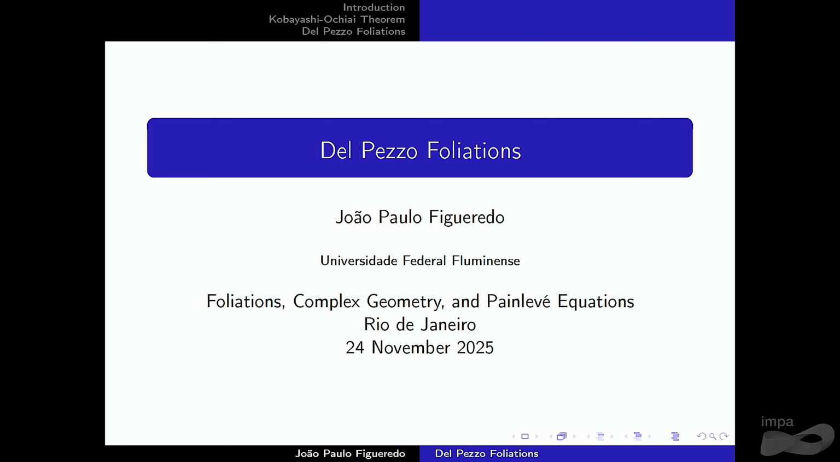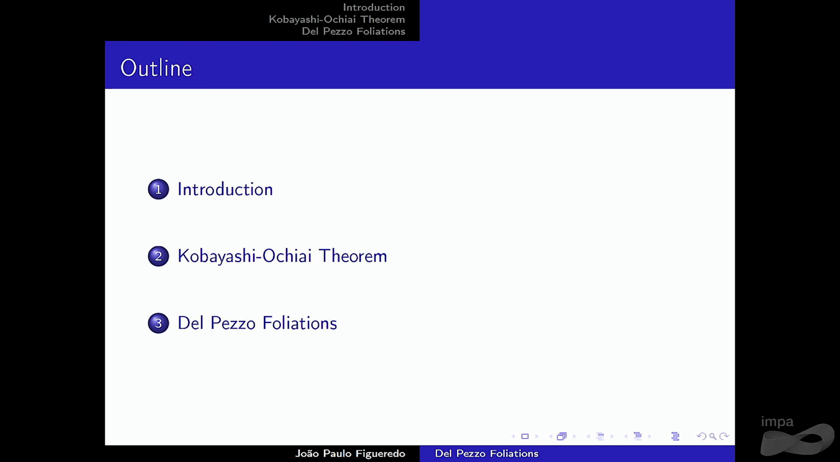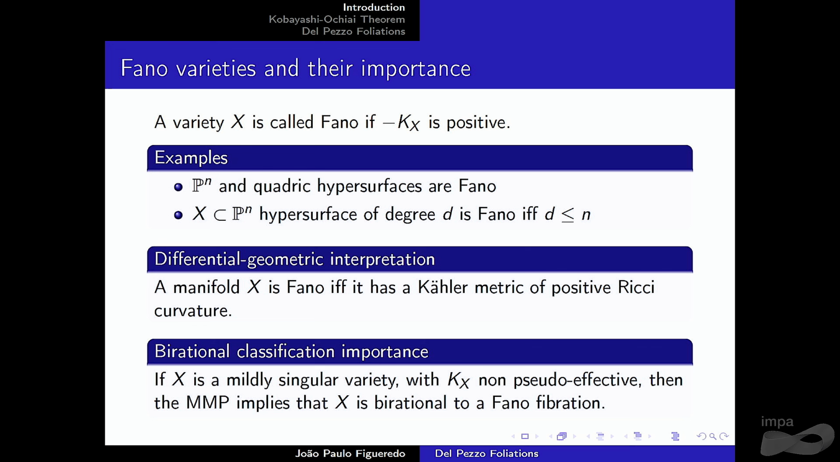So that's right. I will talk about Fano foliations. And let me start by giving a motivation. The main motivation starts with classical algebraic geometry, the study of Fano varieties in algebraic geometry. So what is a Fano variety?